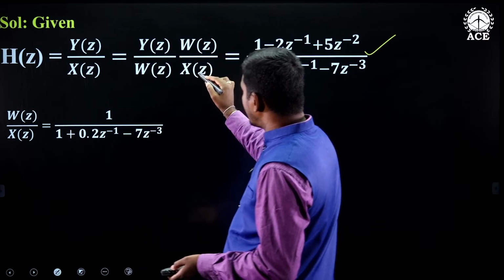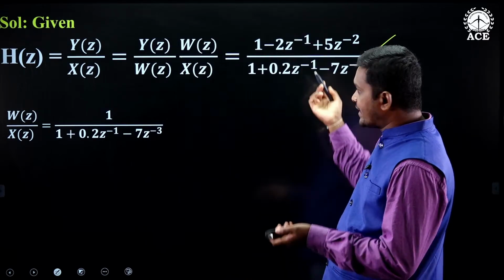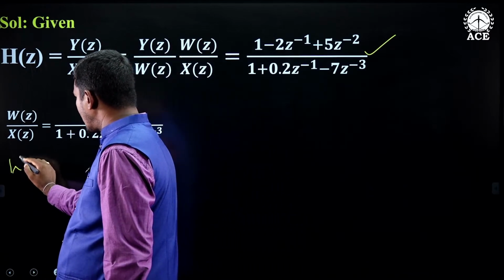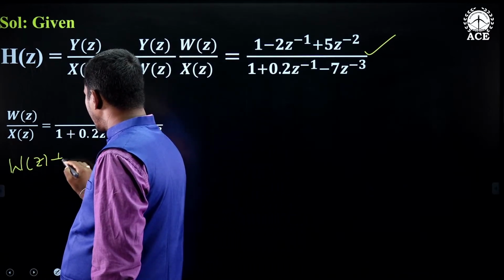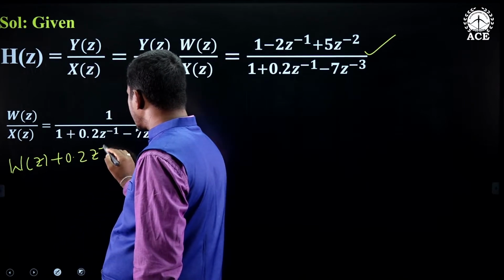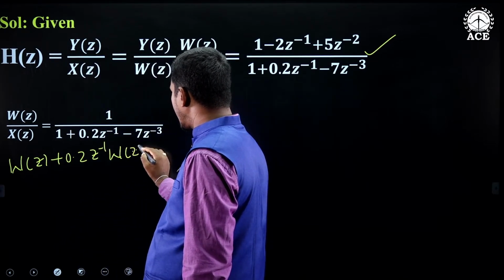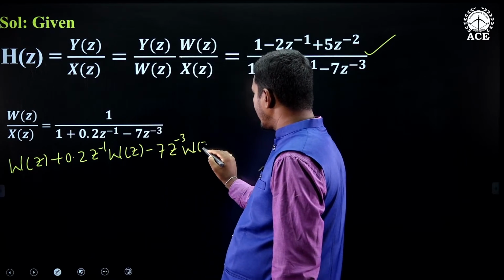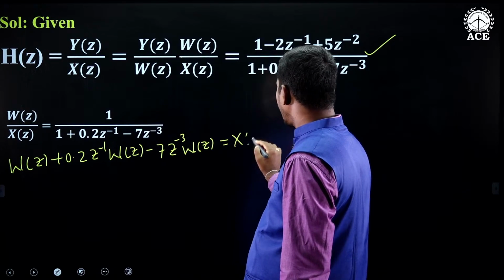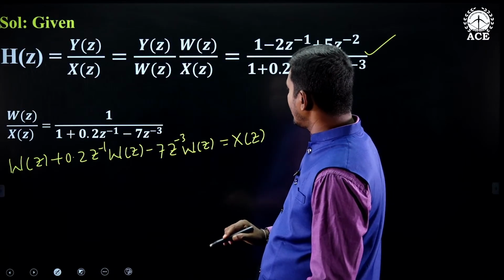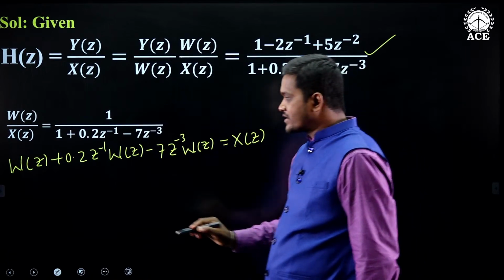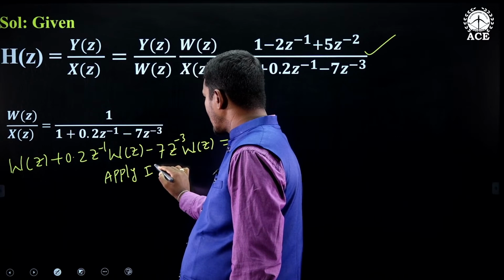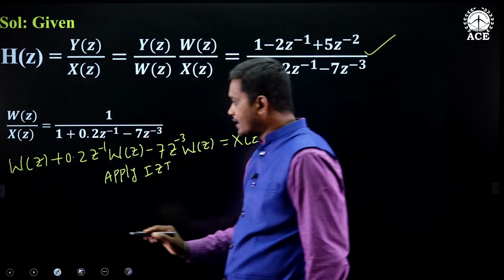W of z by X of z equals what you need to assume? 1 by denominator. I told, no? Do the cross multiplication, then W of z plus 0.2 z inverse W of z minus 7 z power minus 3 W of z equals X of z, okay? Now apply inverse z transform. Tell me what you will get.